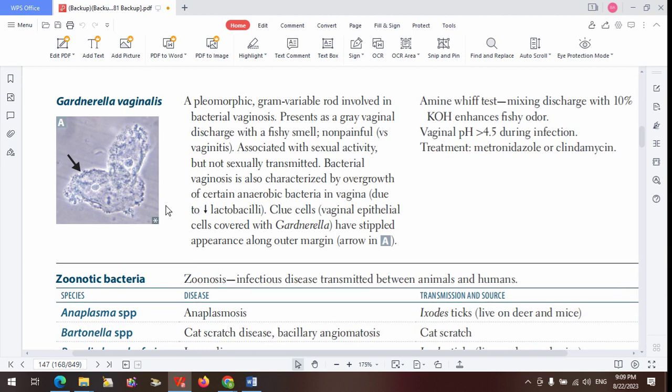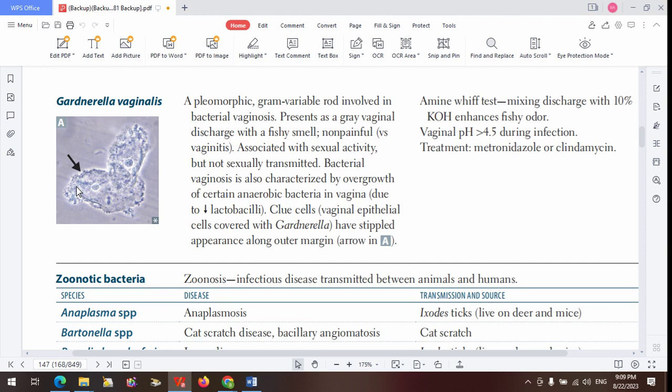So if we do a wet mount, we obtain a sample of the discharge and look at it under the microscope, and we are going to see what we call clue cells. That's one of the criteria for making the diagnosis. Clue cells are just vaginal epithelial cells that are colonized by Gardnerella. That is what we are seeing in this image. They have a stippled appearance along the outer margin, like we are applying staple pins to the outer margin. So once you see clue cells, they're talking about bacterial vaginosis.